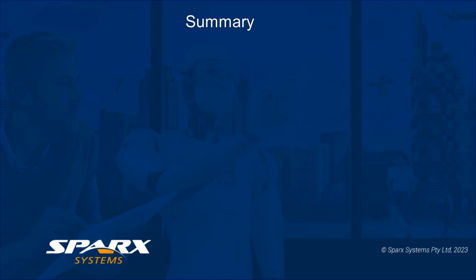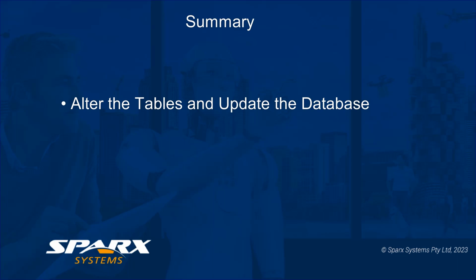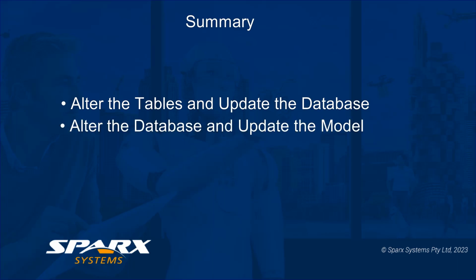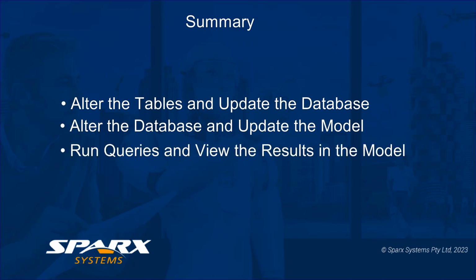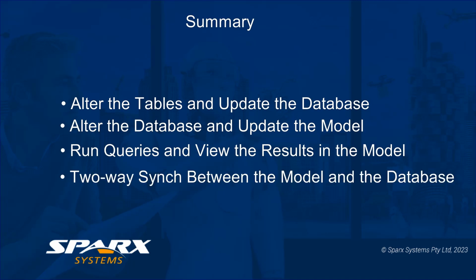With the simple processes covered in this section, you've been able to make alterations to the table and update these in the database, make alterations in the database and update these changes in the model. Check the alterations by posting queries to the database and viewing the results in the model. Then doing a two-way sync between the model changes and the database structural changes.